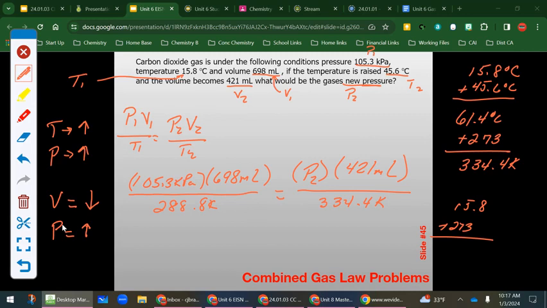Now, there is a possibility that temperature could be trying to push pressure up, and volume could be trying to push it down. Which one wins? We don't know.